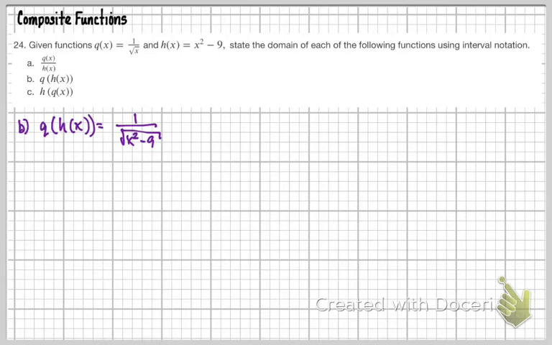So this would mean that what's under here cannot be equal to 0 or less than 0. So it has to be positive, the x squared minus 9. So just going back for a second to try to put this all together.